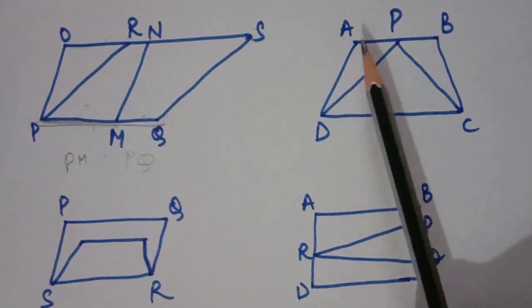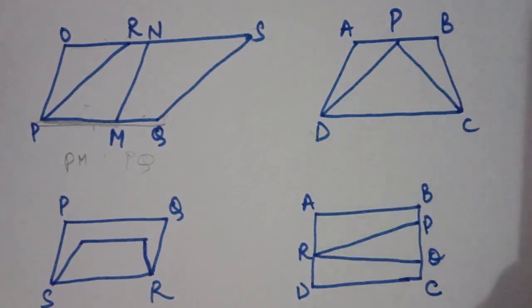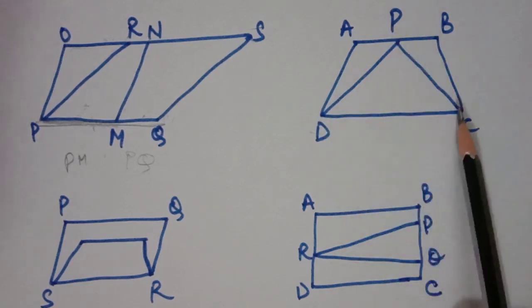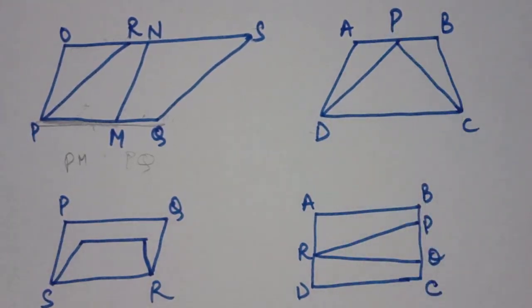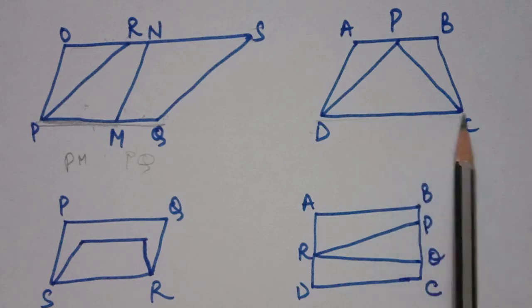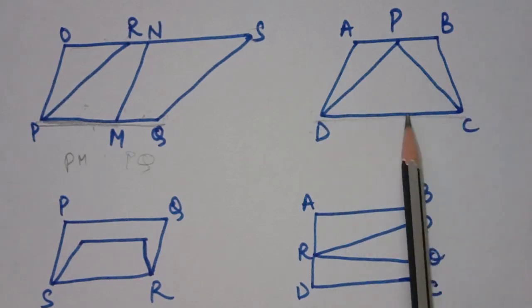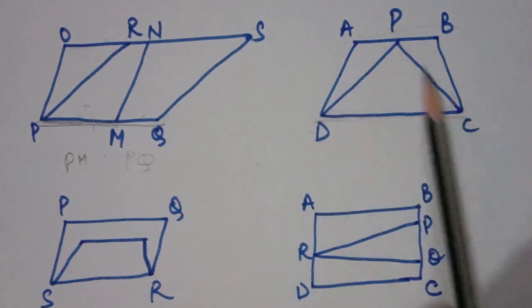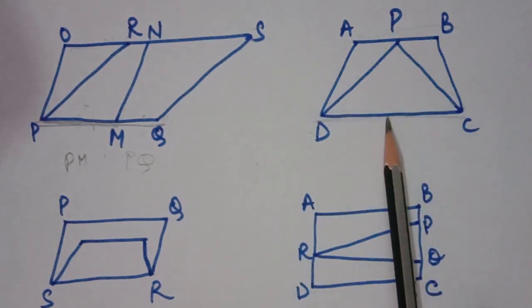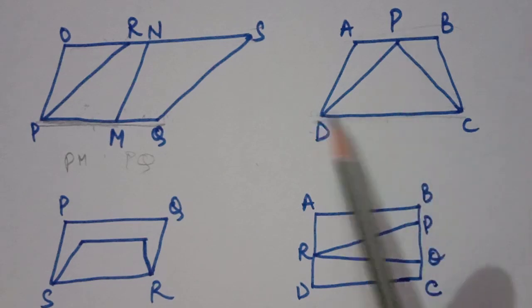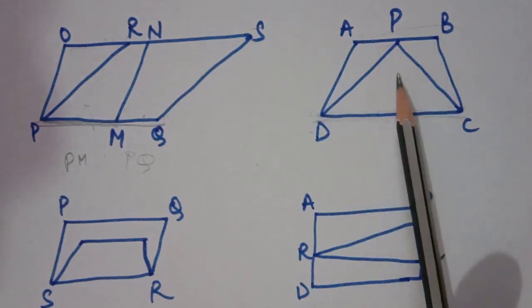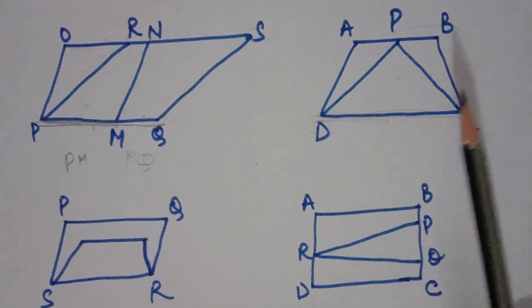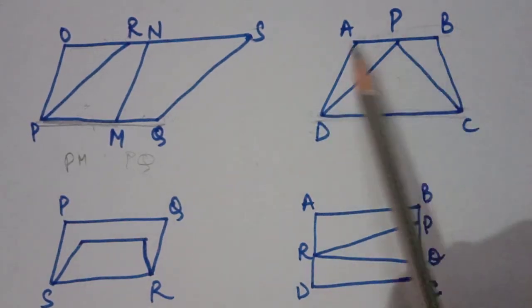In this diagram, we have a trapezium ABCD and a triangle DPC. So students, try to check whether they have a common base and lie between parallels or not. Yes students, they have a common base. DC is a common base because DC is present as a base in the trapezium as well as in the triangle. And these two geometrical figures lie between the same parallels, DC parallel to AB.